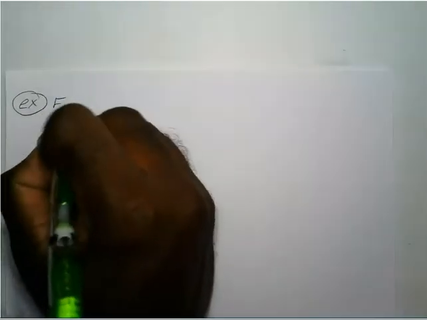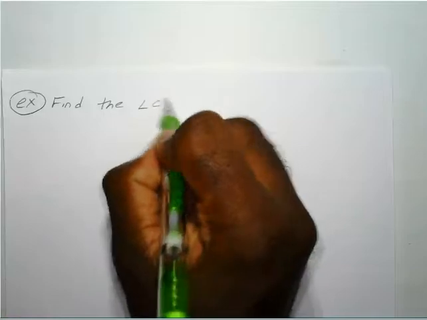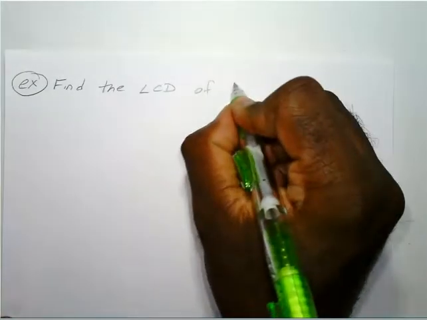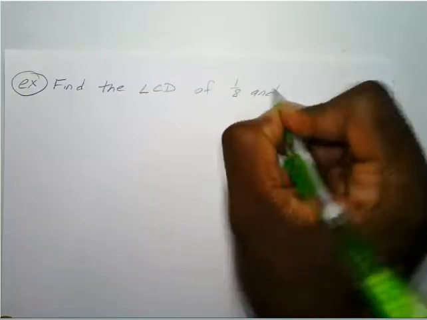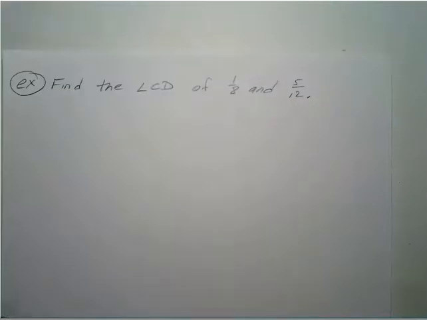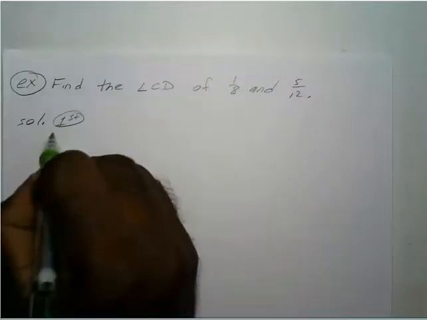Let's say, for example, you want to find the least common denominator, we'll just write it as LCD, of 1 over 8 and 5 over 12. Remember your first step: you want to factor your denominators.